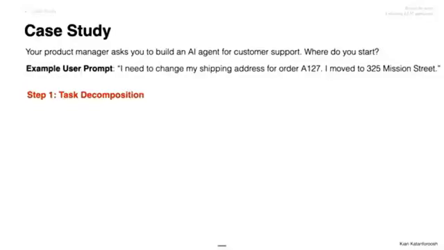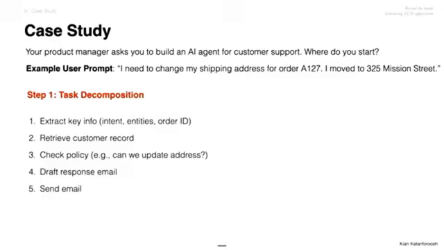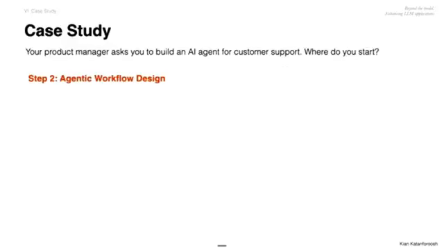So let's say we've done that work and we have this list. I'm simplifying, but the customer support agent, a human, typically would extract key info, then look up in the database to retrieve the customer record, then check the policy. Are we allowed to update the address, or is it a fixed data point? And then draft a response email and send the email. Okay, so we've decomposed that task. Once you've decomposed that task, how do you design your agentic workflow?